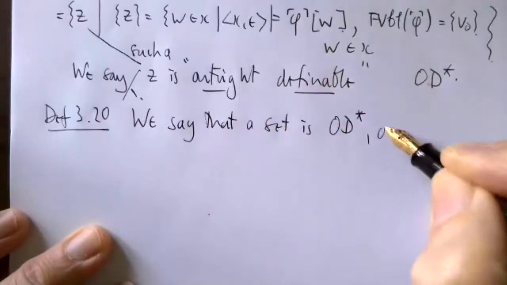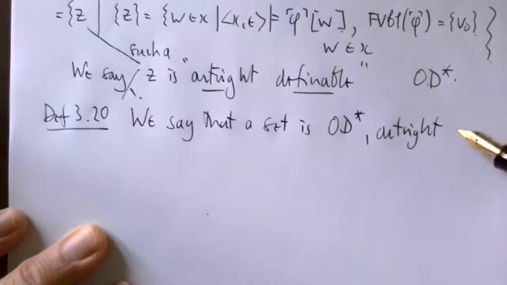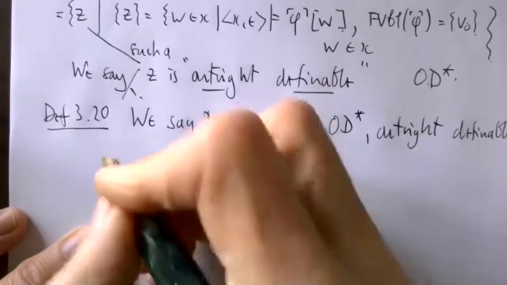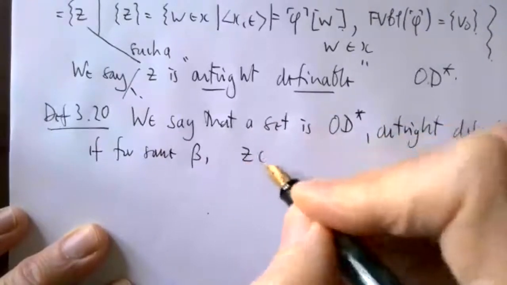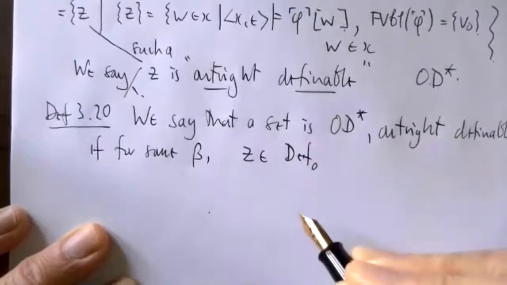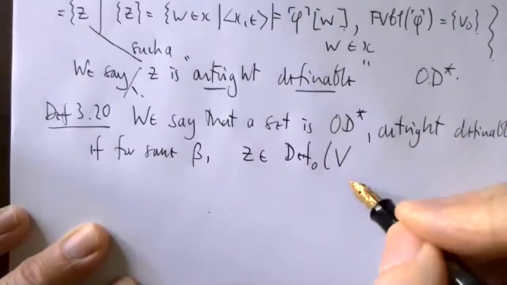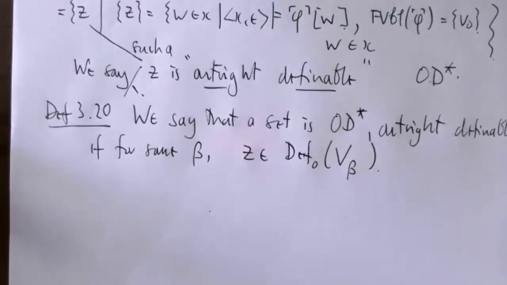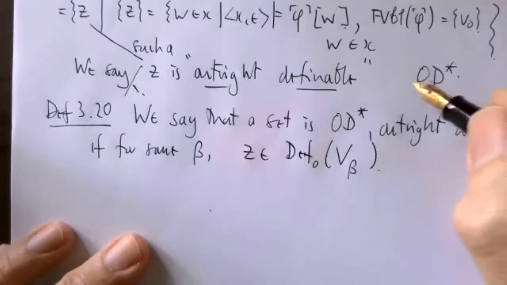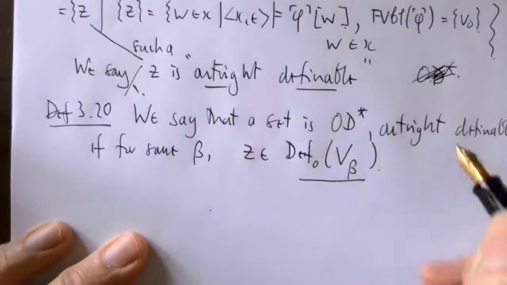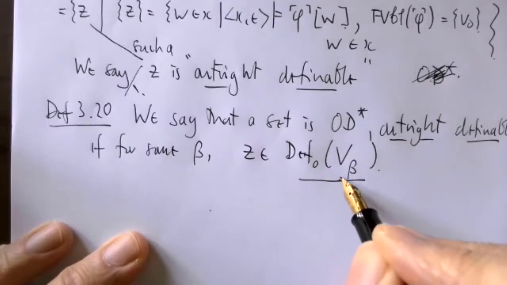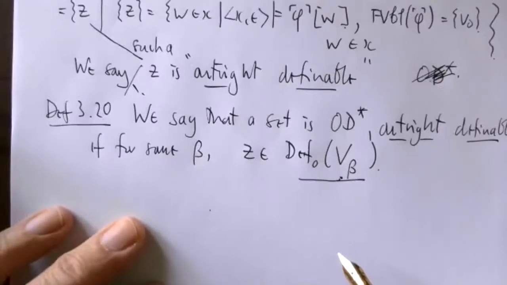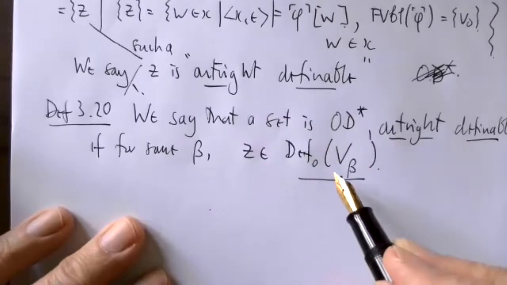Is OD star outright definable? If for some beta, Z is definable in this sense over V beta. So OD star, that's related to this here. To be outright definable, you have to be a singleton definable over a V beta. So it's interesting to see which class of Zs this idea picks up.